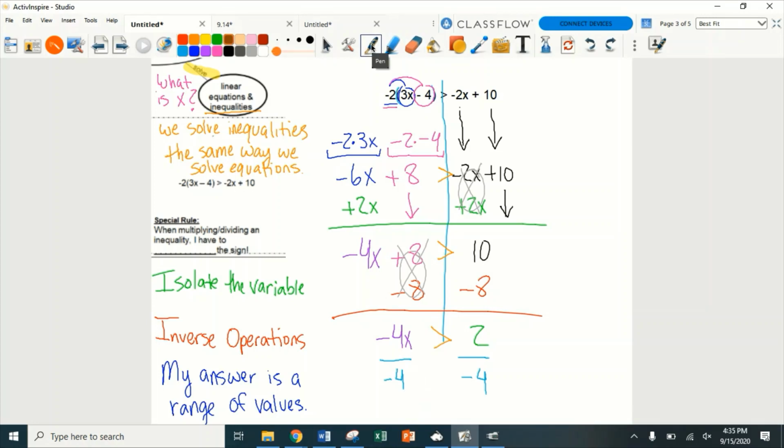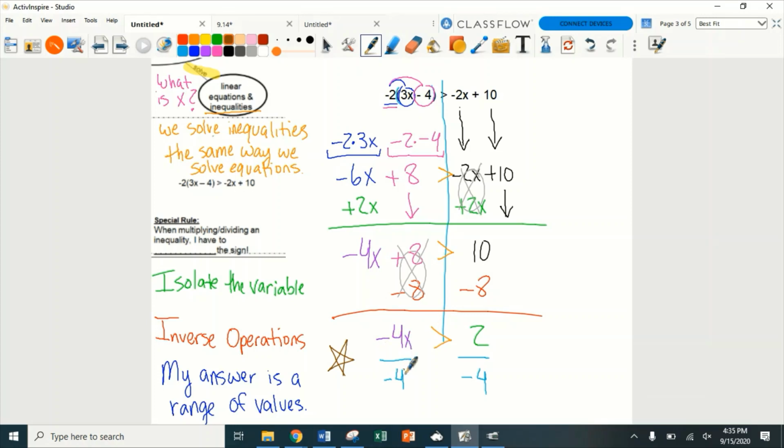And here's where we need to be super careful. This is when our special rule comes into play. Notice how we are dividing by a negative number. Think about how that's going to affect the sign that we have, the inequality sign.